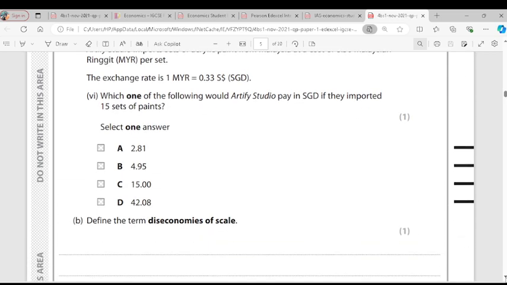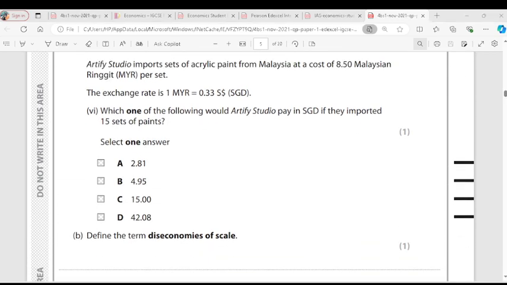Roman figure 6. Are you there? Which one of the following would Artifact Studio pay in SGD if they imported 15 sets of paints? For 15 sets of paints, we have one MYR is 0.33. So 15 sets will be 8.5 multiplied by 15, which gives us 127.5. And 127.5 multiplied by 0.33 gives us our answer, which is 42.08. That is D for Roman figure 6.